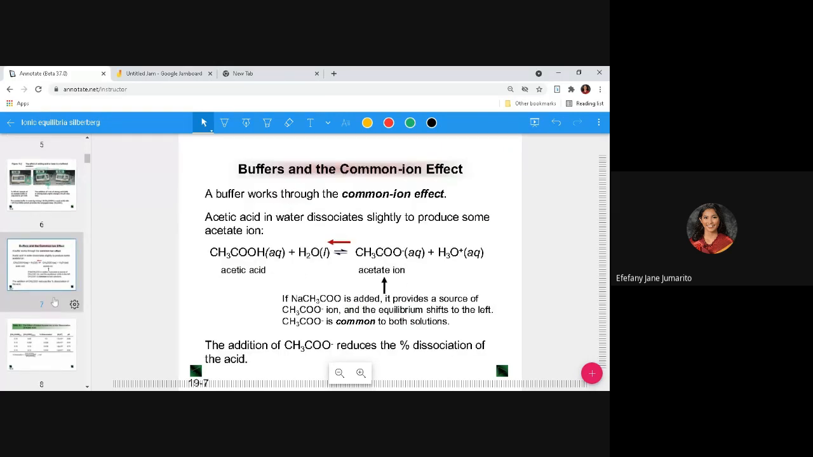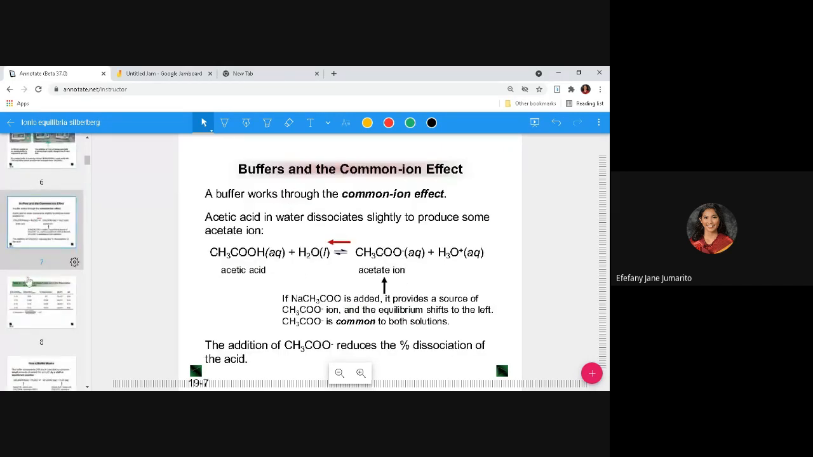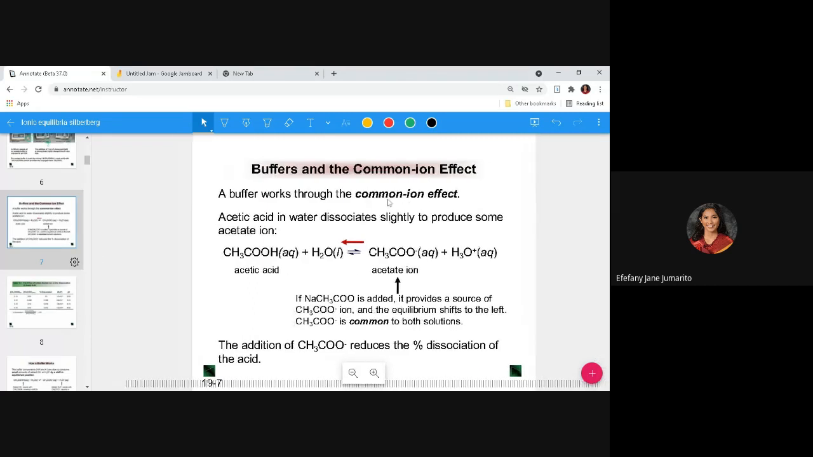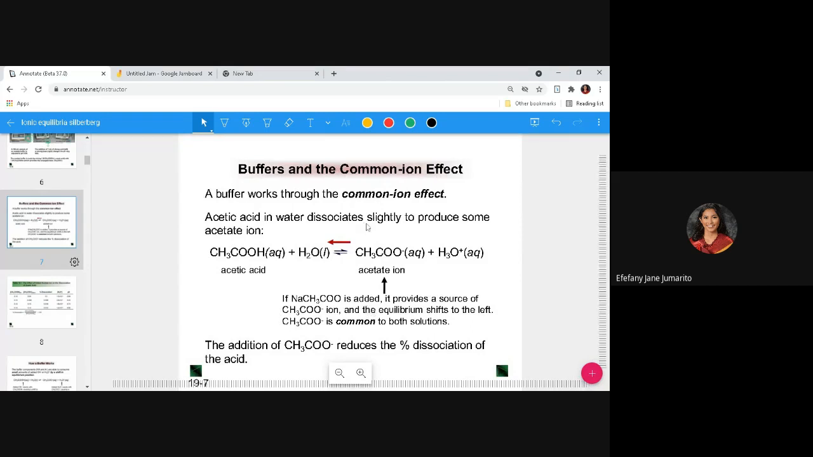All right. Buffer. Okay. Again, buffer works through common ion effect because what you add there is common. If we have acetic acid, okay, then when we add acetate ion, so the acetate ion is common. So that's why it's common ion effect. Right? Buffer works through common ion effect.